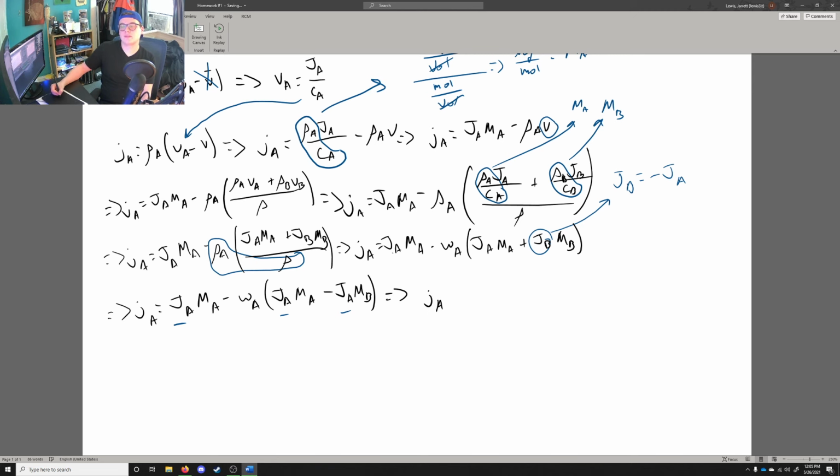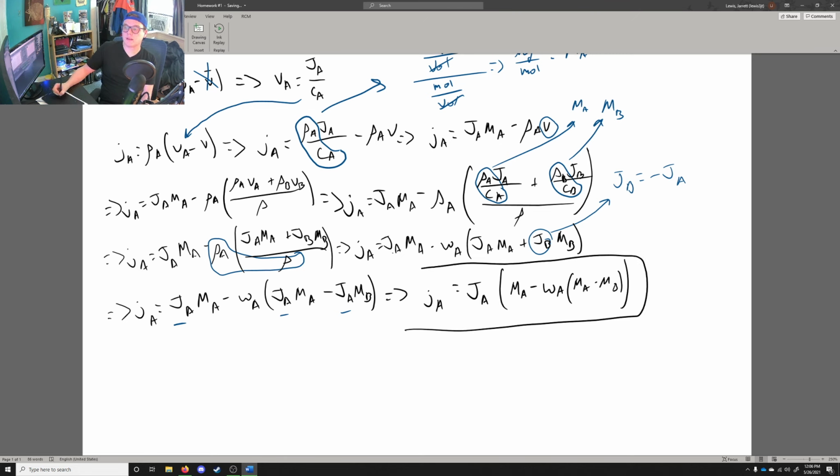So we'll have the mass diffusive flux of A is equal to the molar diffusive flux of A times the molecular weight of A minus the mass fraction of A times the molecular weight of A minus the molecular weight of B. And that is our final equation that describes the relationship between the mass diffusive flux and the molar diffusive flux. And it's written in terms of the molecular weight of A, the molecular weight of B, and the mass fraction of A. Thank you.